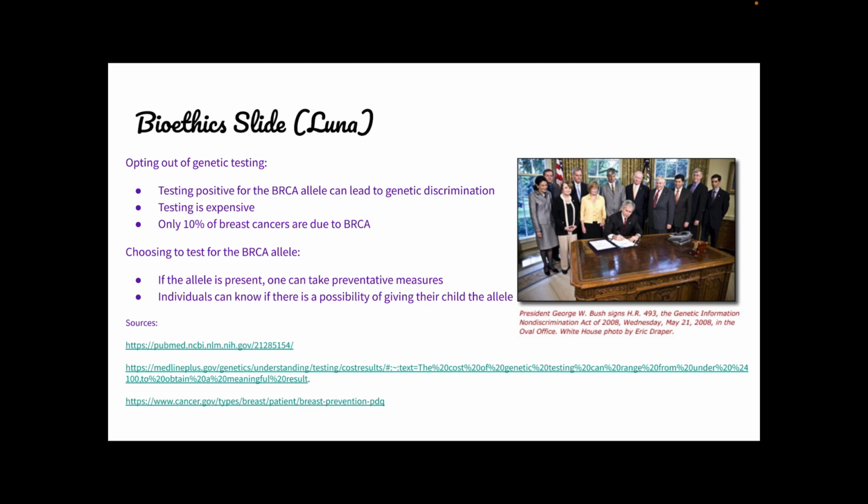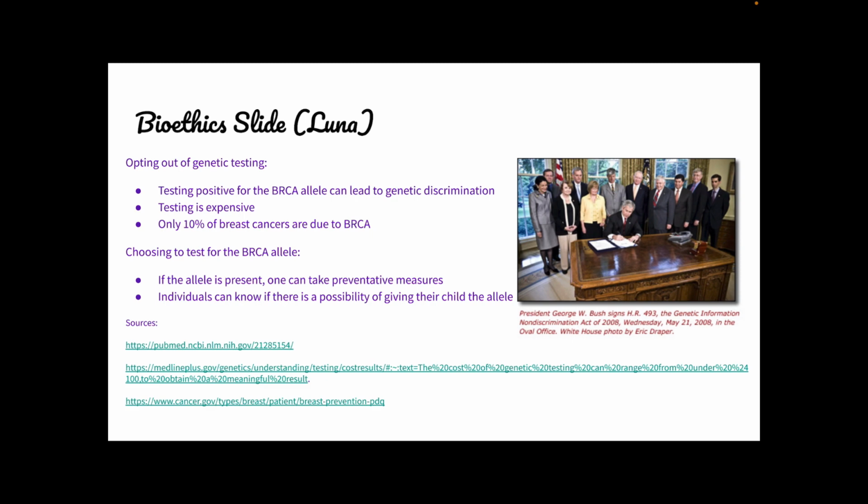And if you know you have the BRCA allele, you can kind of know how that's going to affect your offspring. If your partner has a BRCA allele, you can see if your child is going to be heterozygous dominant for that, or if they're going to have the allele, which could influence decisions about having children and how your genetic condition will affect your children.